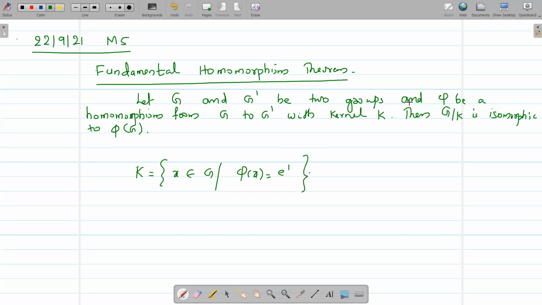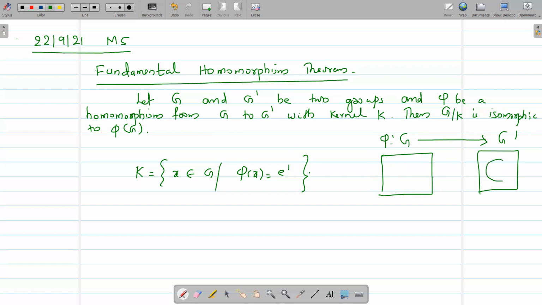G and G dash രണ്ട് ഗ്രൂപ്പുകളാണ്, and phi is a homomorphism from G to G dash. See, this is G, this is G dash. Phi is a function from G to G dash. Phi is a homomorphism. G is a group. So the image of G under phi will be inside G dash. So this is phi of G. And from the properties of homomorphism, we have already proved that if G is a group, then phi of G is also a group. Phi of G is a subgroup of G dash.